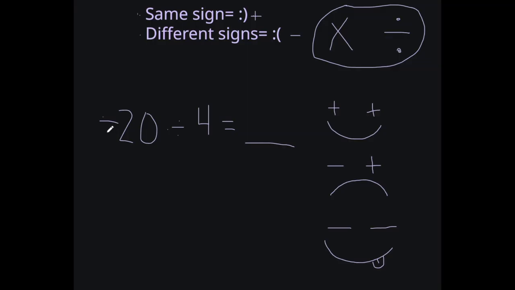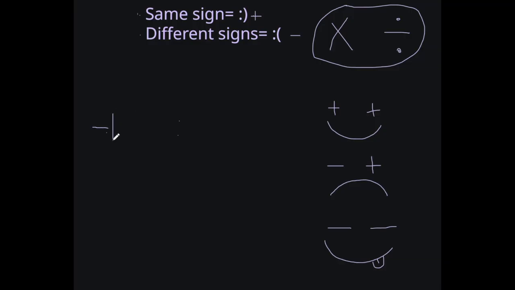Let's take a look. We have negative 20 divided by positive 4. Ooh, look at here. We have different signs. And our little face is sad because it doesn't have the same eyeballs. So our answer is going to be negative 5. Let's try a division problem where we have 2 negative signs.